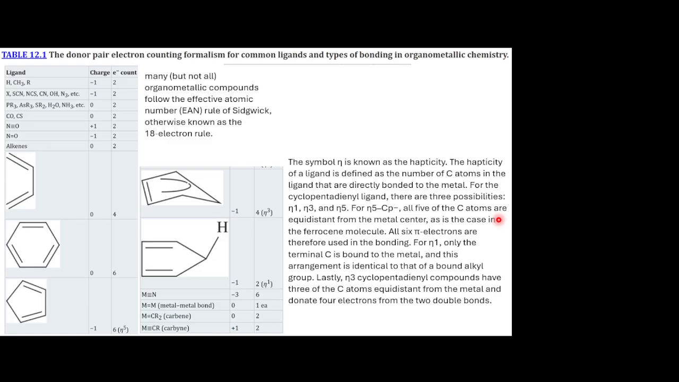So for the eta-1, only your terminal carbon is going to be bonded to the metal. And that's going to be arranged so it's identical to a bound alkyl group, kind of like a methyl off there. The eta-3 cyclopentadienyl compounds are going to have 3 of the carbons equidistant from the metal. And they're going to donate 4 of the electrons from your 2 double bonds so that it sits off-center over those.